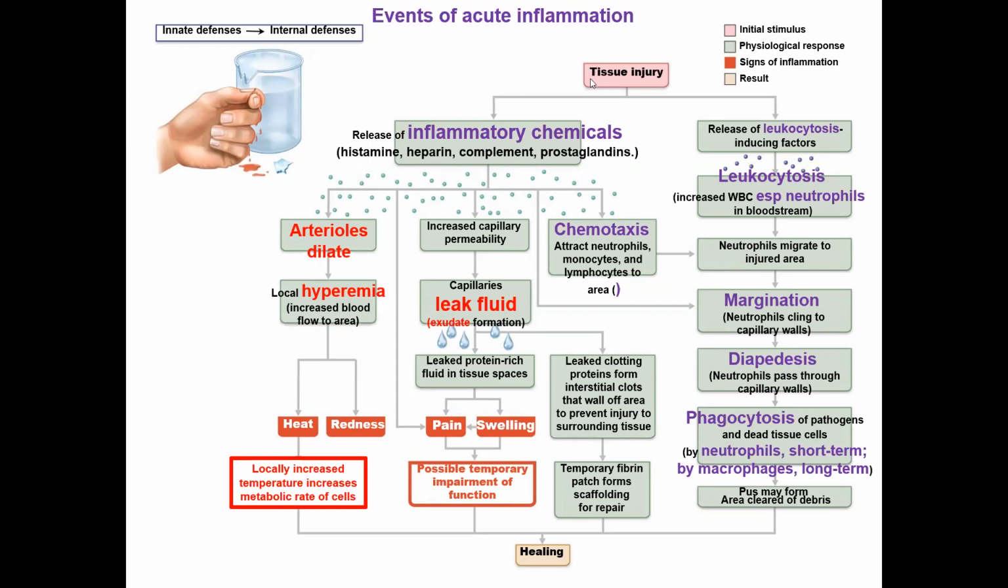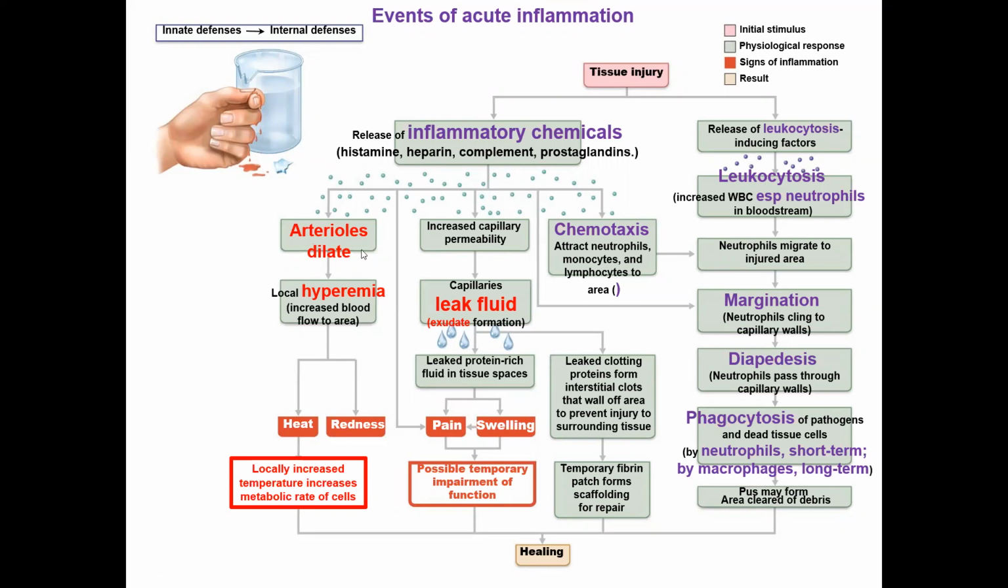If we have tissue injury, we are going to have some of these inflammatory chemicals released: histamine, heparin, complement, prostaglandins. We talked about all these. These are going to cause 3 different events: vasodilation, right? Arterioles dilate, increase capillary permeability, so more stuff can leak out, and increase chemotaxis, which helps the neutrophils and monocytes and lymphocytes find the area that is damaged.